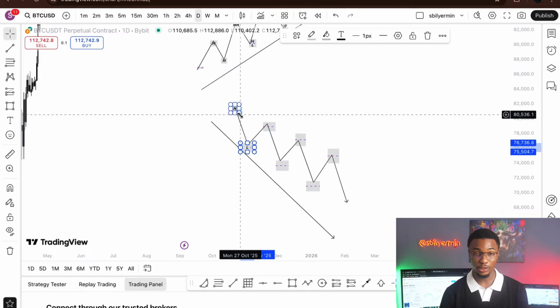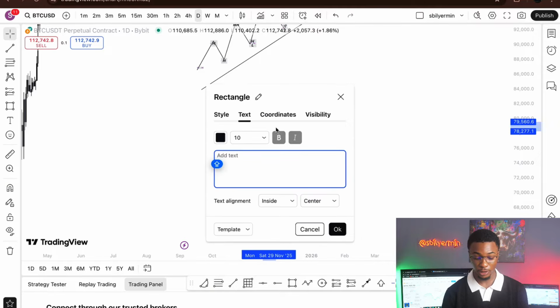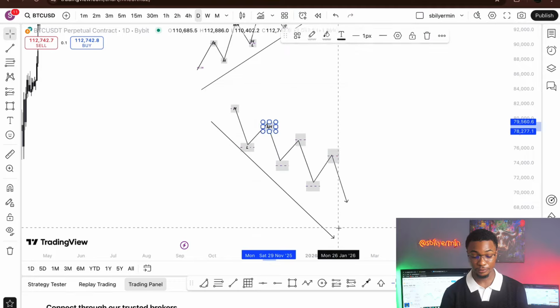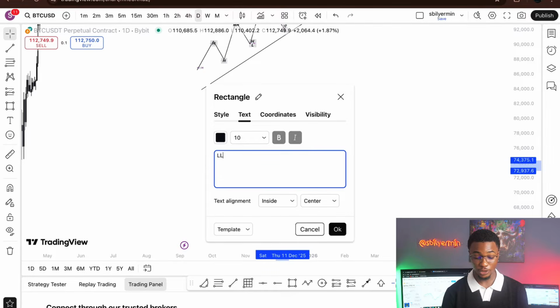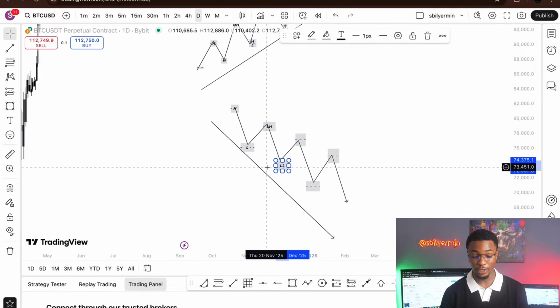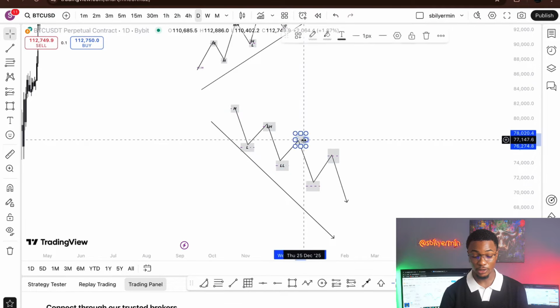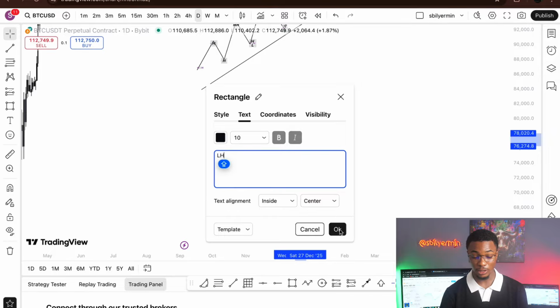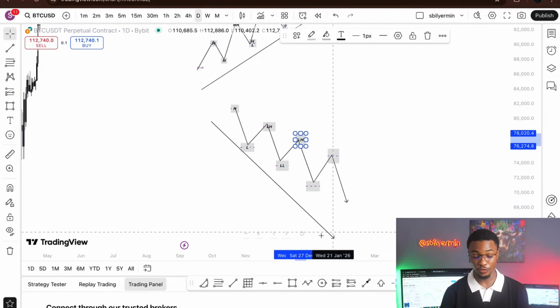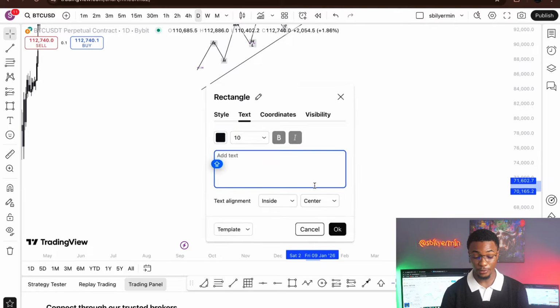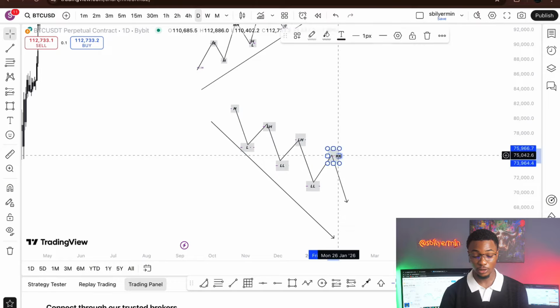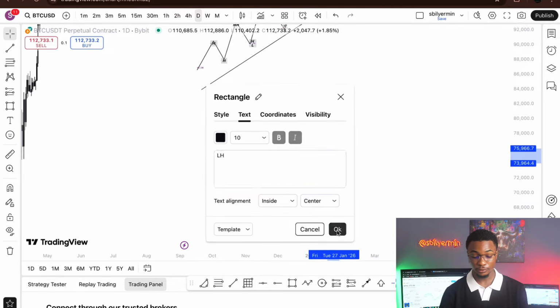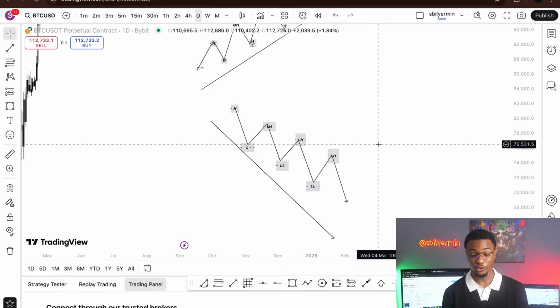This is lower than this high, that's why we call it what? Lower high, because it's lower than this high. And this one, clearly you see it is lower than the previous low. That's why we call it what? Lower low. Sorry, this one is a lower low because it is lower than the previous low. This is going to be what? Lower high. That's for the downtrend market.